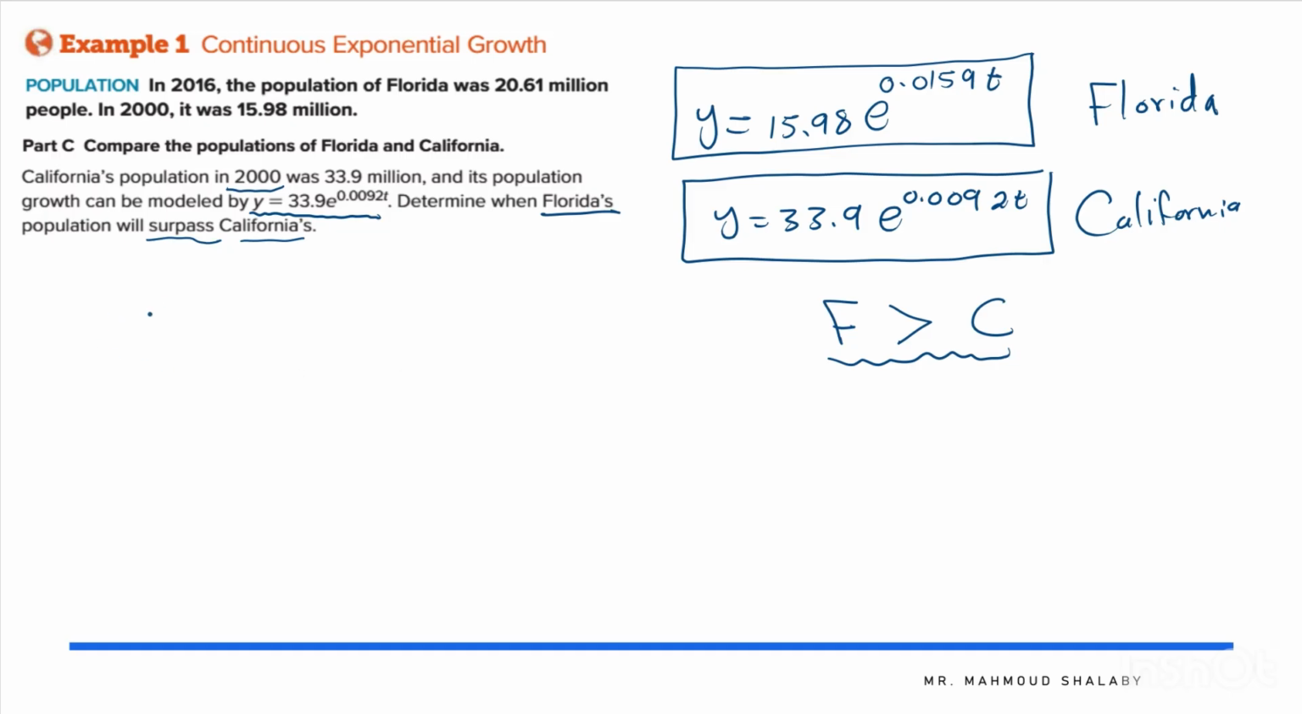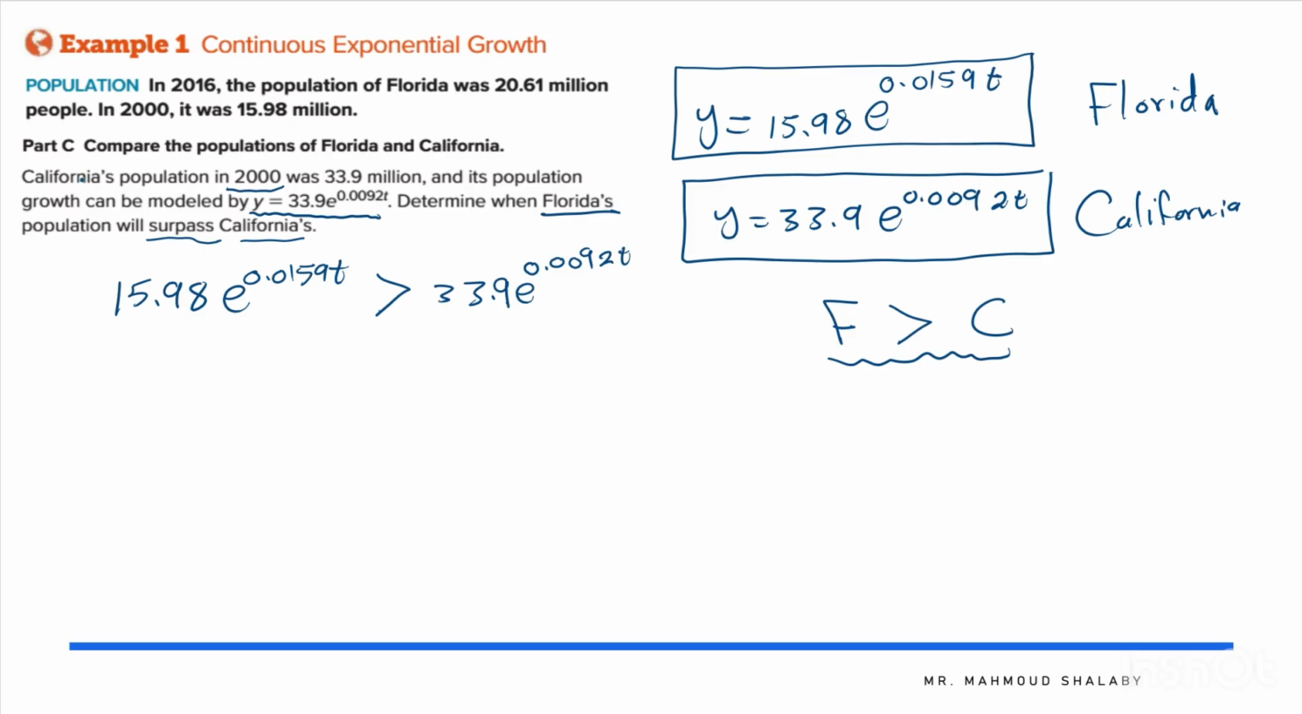So what will happen? It will be 15.98 e to the power of 0.0159 t is greater than 33.9 e to the power of 0.0092 t. Now I want to solve both of these sides of the inequality.